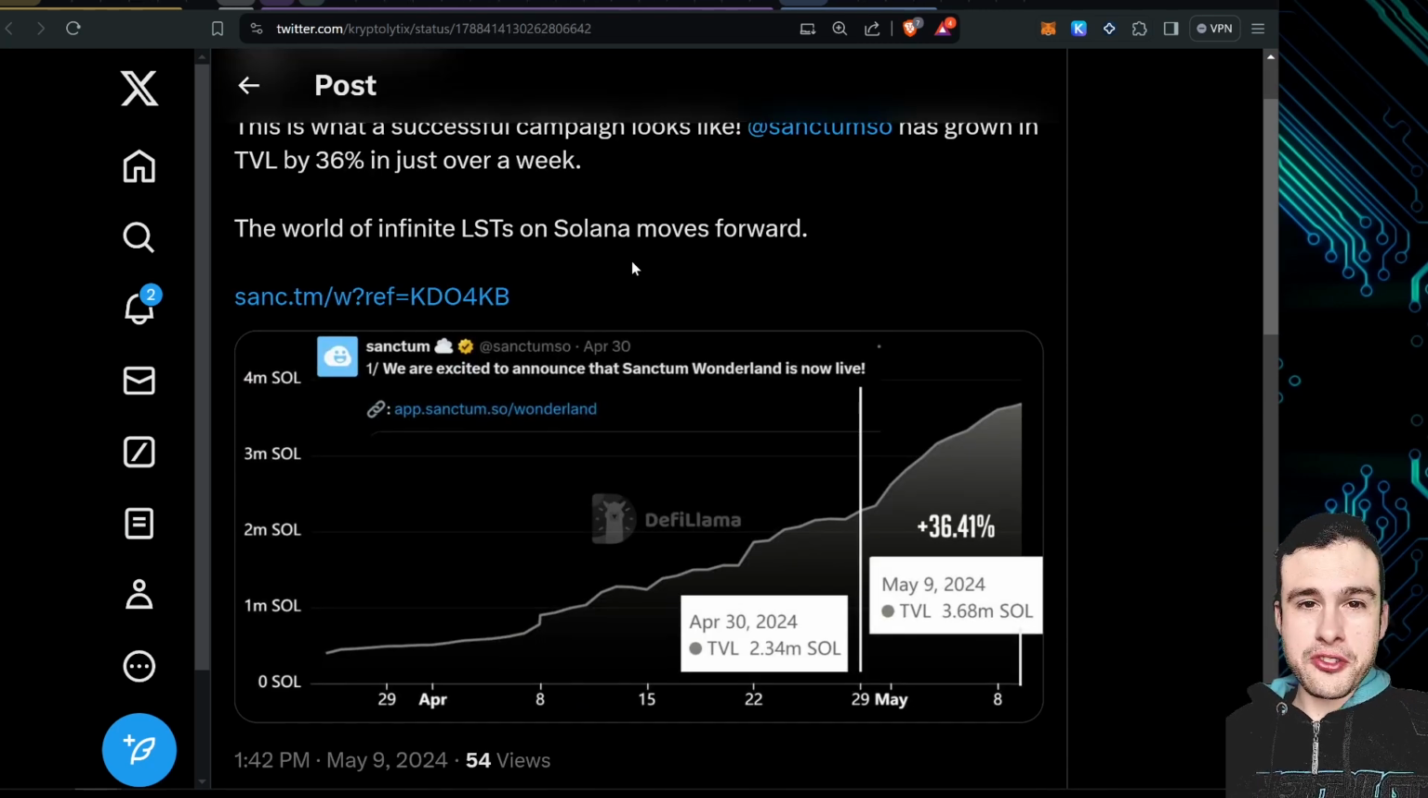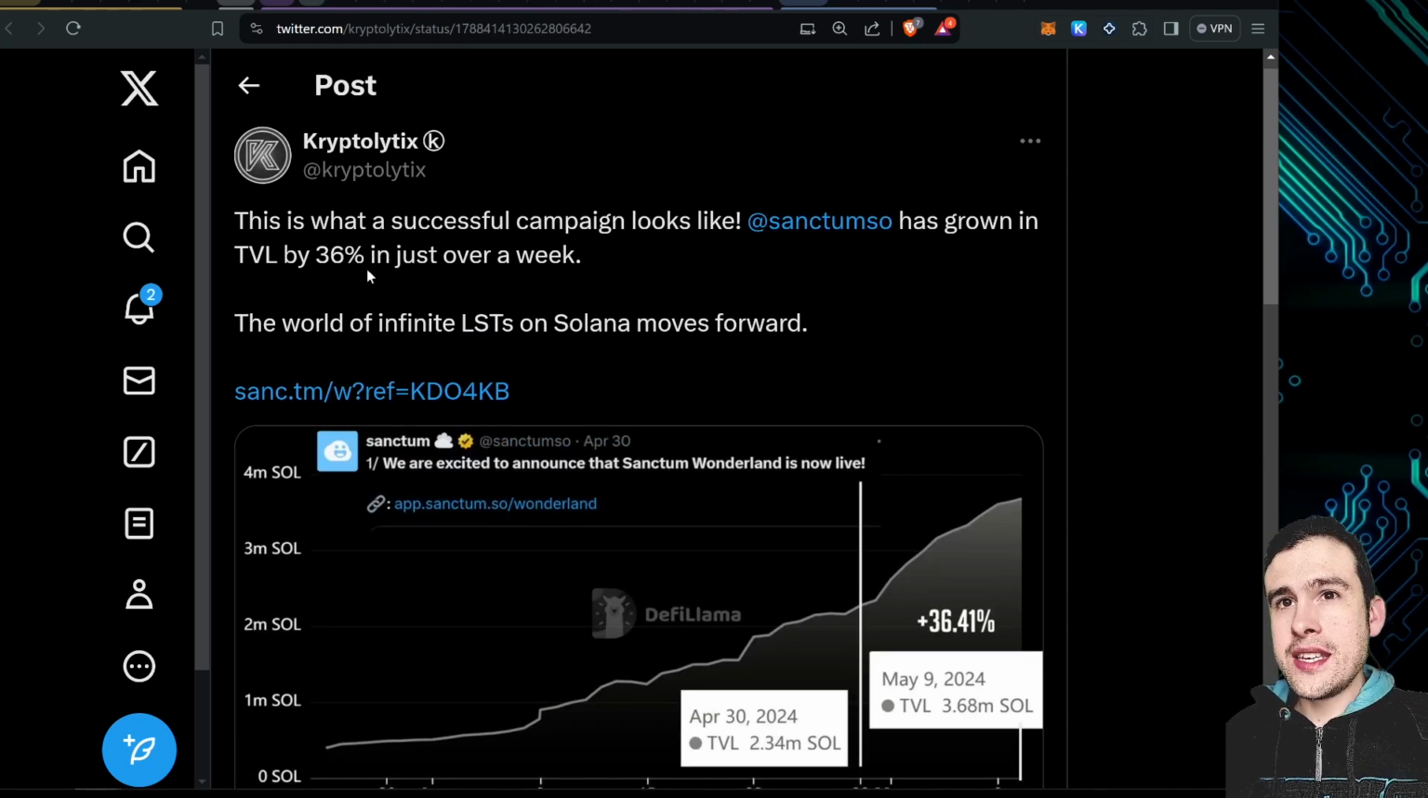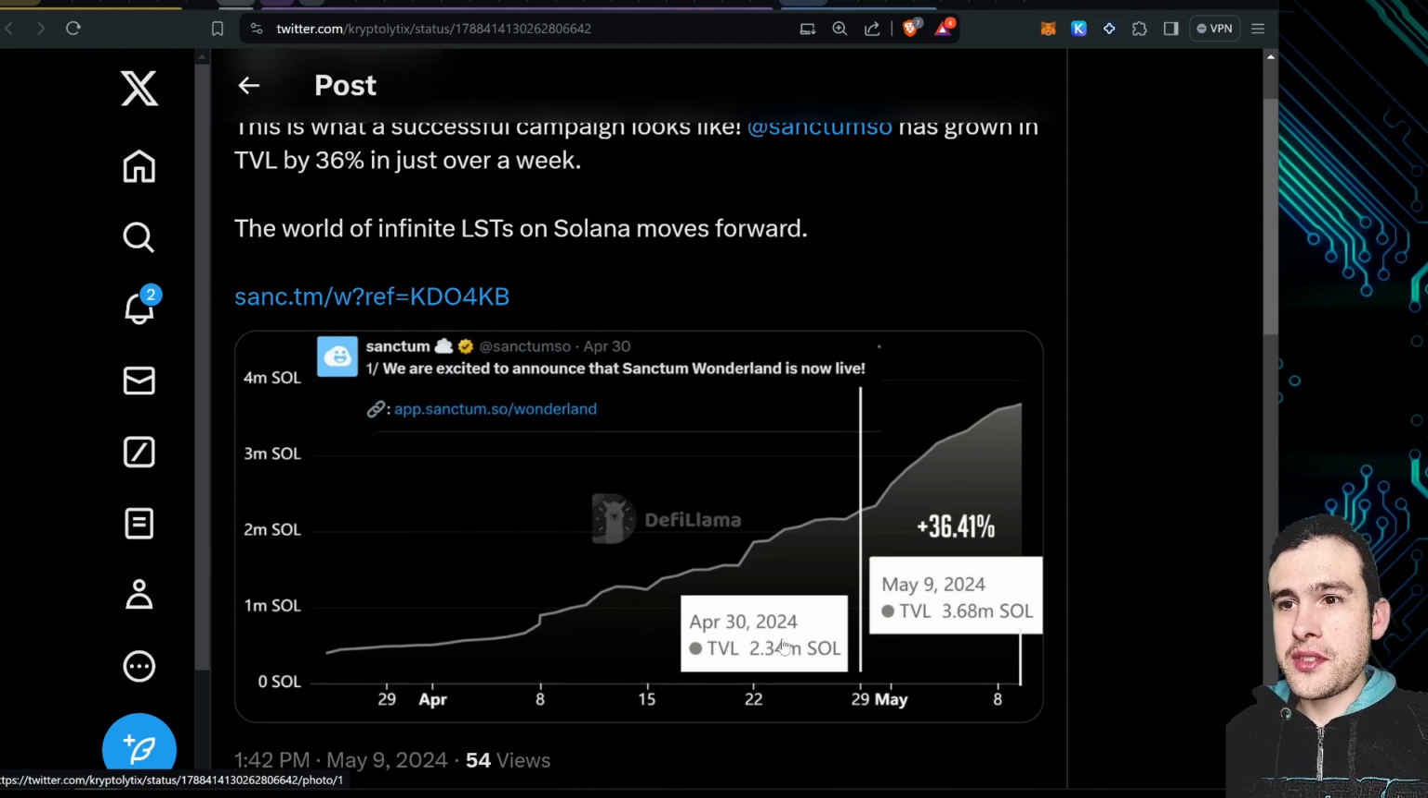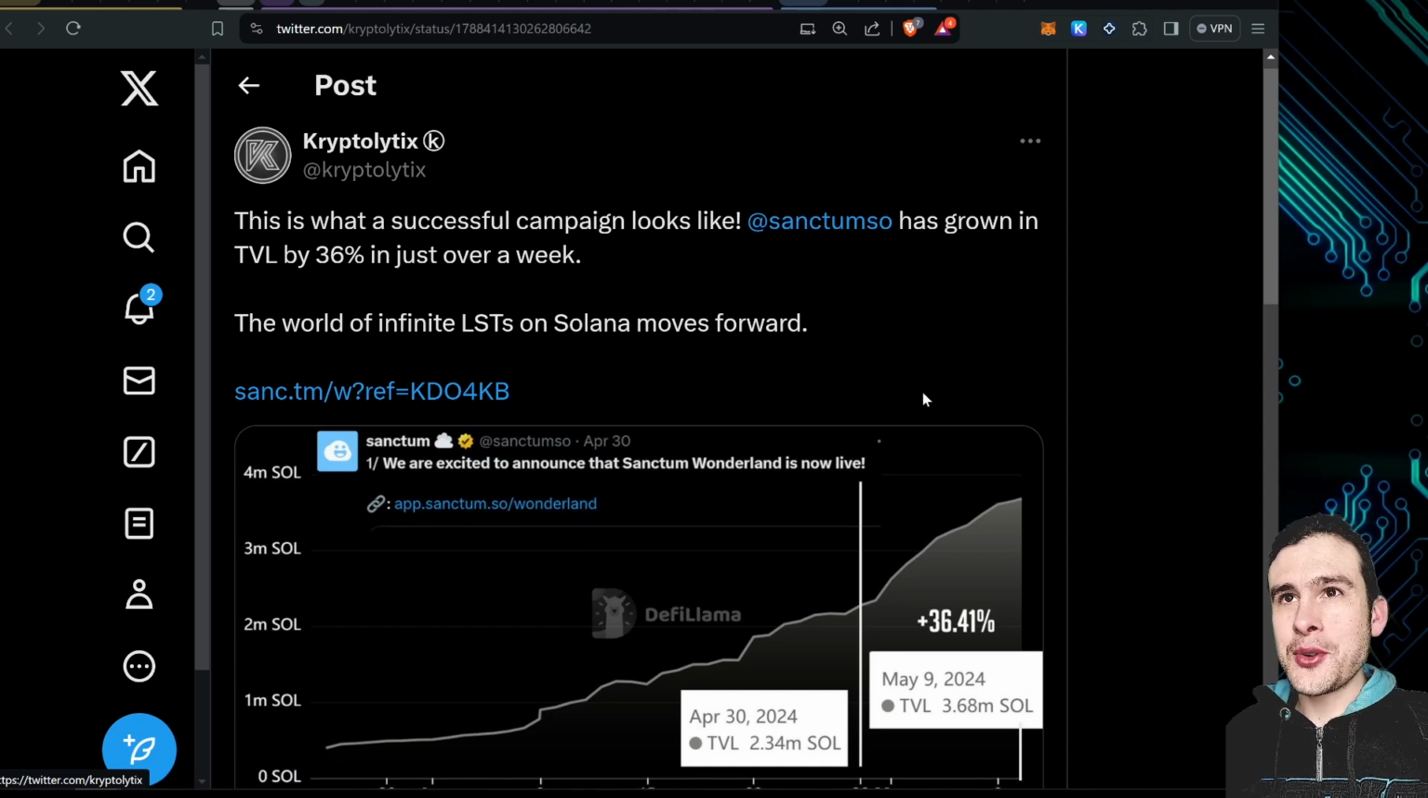Looking at some of the growth metrics on Sanctum, you can see that Wonderland has actually been pretty good. Ever since Wonderland was announced on the 30th of April, measured to the 9th of May, so just over a week, there's been 36% growth, and it's even higher than that now. And that's in Sol staked, not in dollars staked, but in Sol staked or deposited in the protocol. So it's been pretty successful, and I think people are just farming it like crazy.